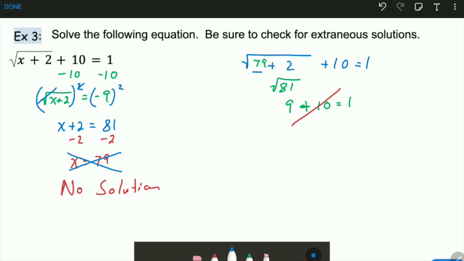Oftentimes, you can tell with the radical ones, especially if x only occurs one time, if you have the square root of it equal to a negative number, that's a good indicator that you won't have a solution. Keep in mind, if it's an even root equal to a negative, that's a problem; an odd root equal to a negative is perfectly fine.